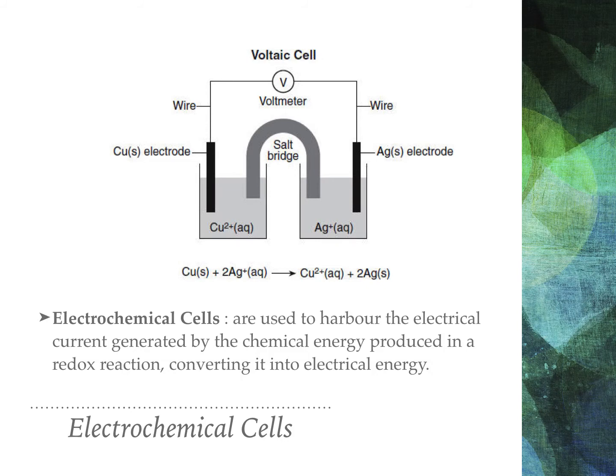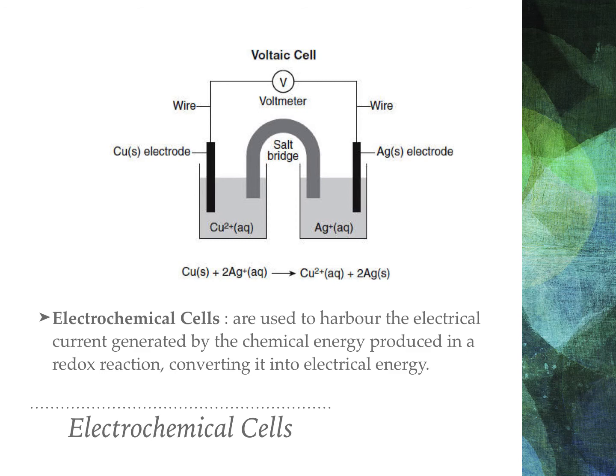Electrochemical cells are used to harness the electrical current generated by chemical energy produced in a redox reaction, which can then be converted into electrical energy. An example of this are batteries. As you can see, the cell separates this overall net equation into two sides. We have solid copper and silver attached to the wire, and their respective ions are in the solution. The silver and copper will either undergo oxidation or reduction. The electrons lost by one metal will travel along the wire to the other side and be accepted by the other.